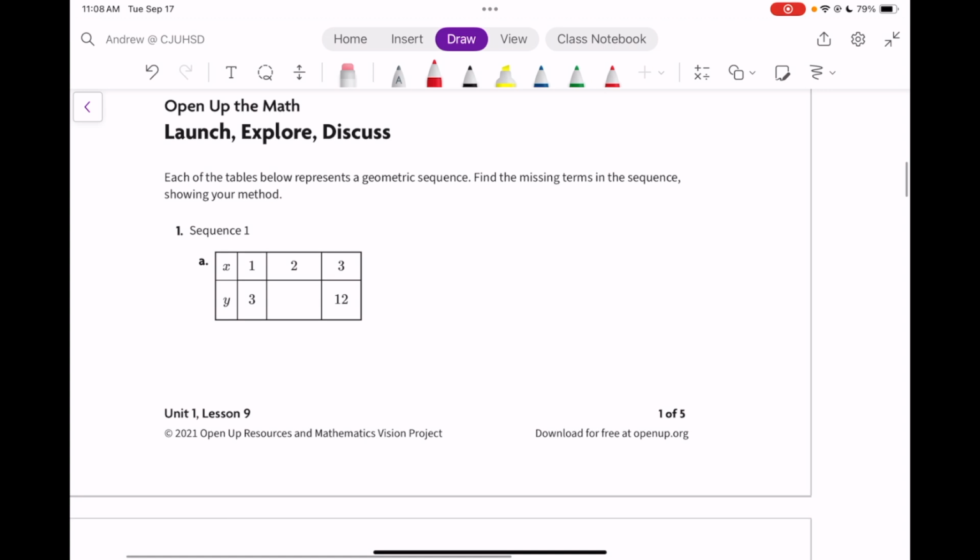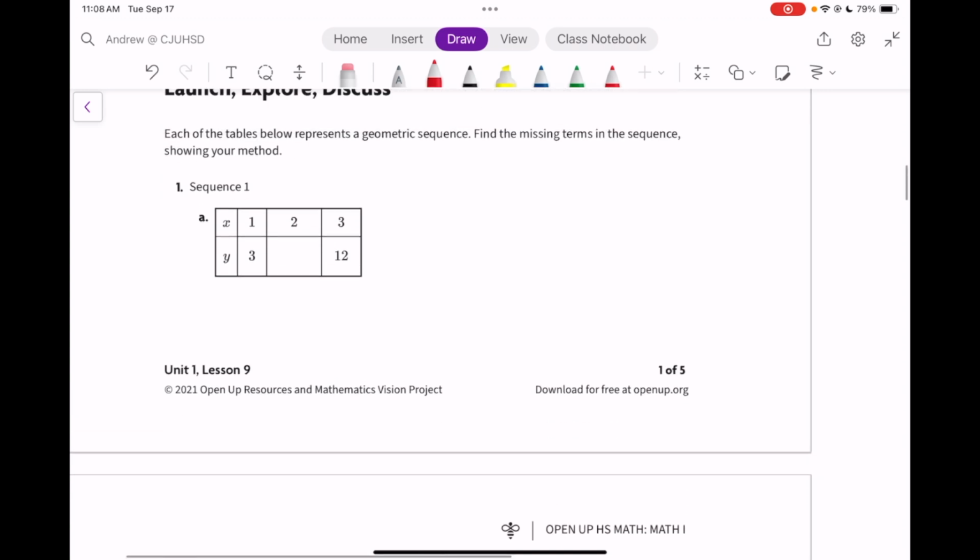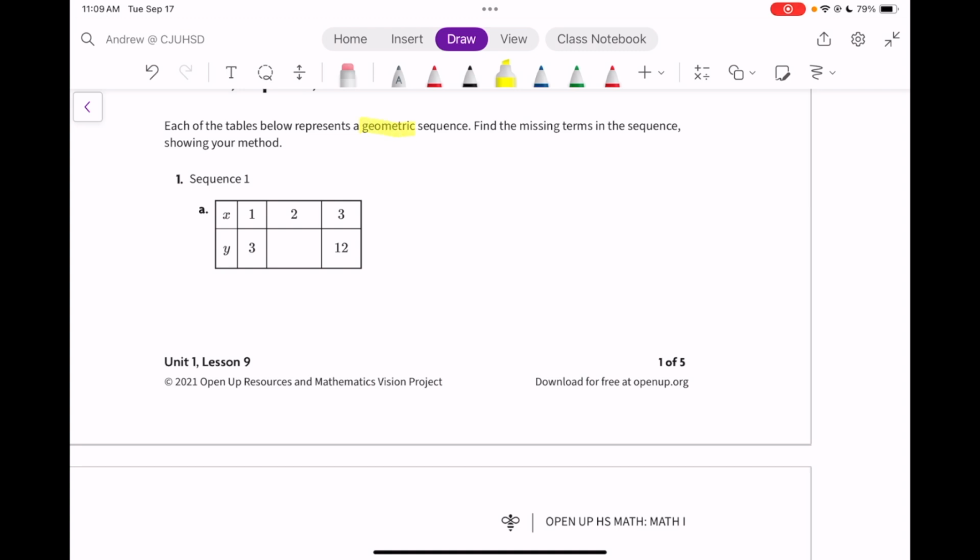The Explore for today. So you have a table. It is a geometric sequence. Find the missing term. Well, we're going to write an equation of this situation. It takes 2 jumps to go from 1 to 3. So if we start with the number 3 and we multiply it by a number, call it R for ratio, 2 times, then the result is 12.